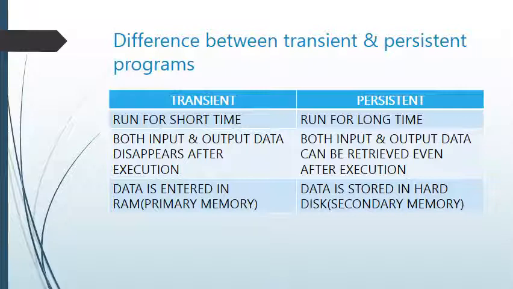You will not be able to retrieve it back because your data was stored in the RAM while it was doing its execution. Whereas persistent programs are meant for use over a long period. Because of that, you will be able to retrieve both input and output data even after your execution. This happens because your data will be stored in secondary memory like the hard disk.